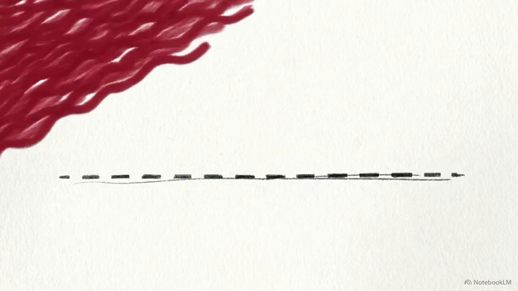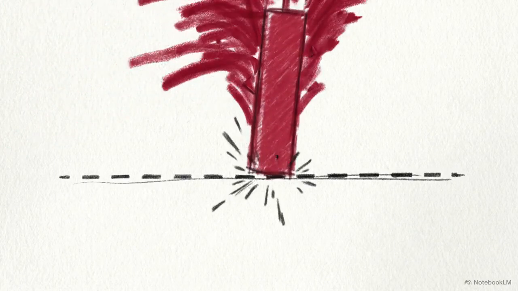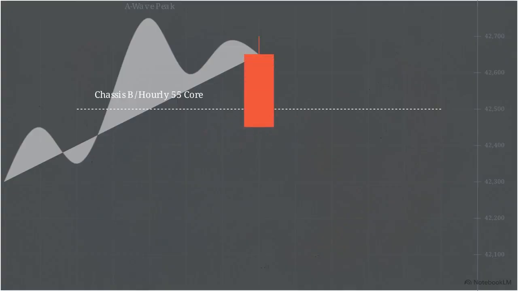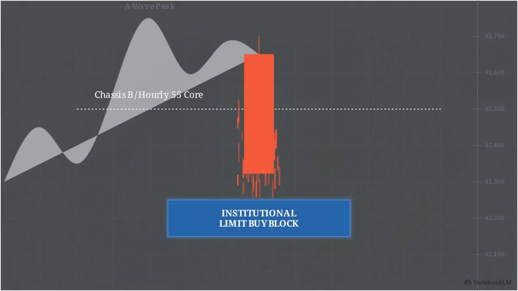Algorithms actively initiate a sudden flush, a rapid downward move specifically designed to pierce the chassis B support floor. This pierce triggers the stop-loss orders of retail participants who entered long positions during the preceding A-wave. The momentum of this break encourages breakout traders to enter new short positions, adding to the downward pressure. These combined forces create a concentrated wave of market sell orders at the base of the B-wave. These market sell orders are absorbed by institutional limit buy blocks resting just below the broken support.